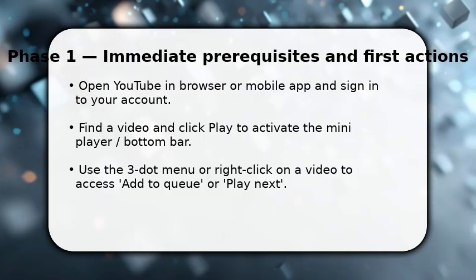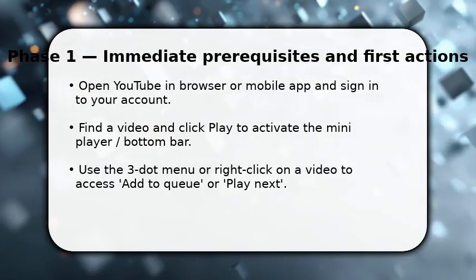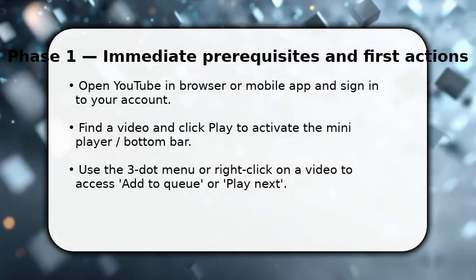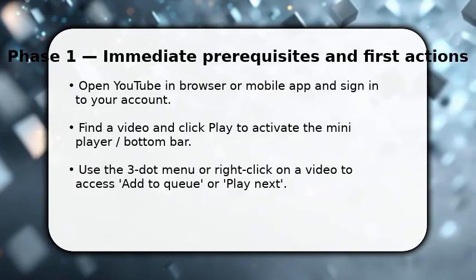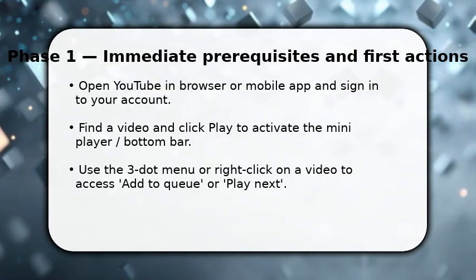You start by opening YouTube and signing in. This ensures your queue persists during the session. Play any video so the mini player or bottom bar appears. Once the player is active, locate the three-dot menu on thumbnails or right-click the video. Select Add to Queue or Play Next.